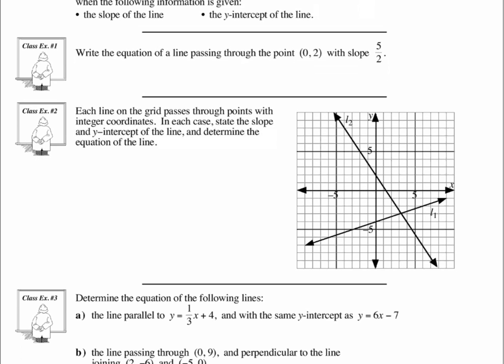It says, write the equation of a line passing through the point (0, 2) with a slope of 5 over 2. Right now, we only know one equation for an equation of a line. What is that one equation? y = mx + b. And for that equation we need to know the slope and the constant, which is specifically the y-intercept.